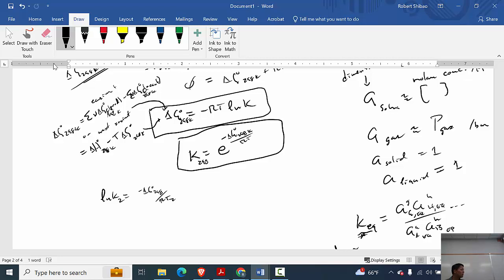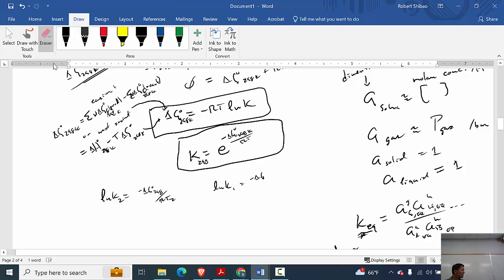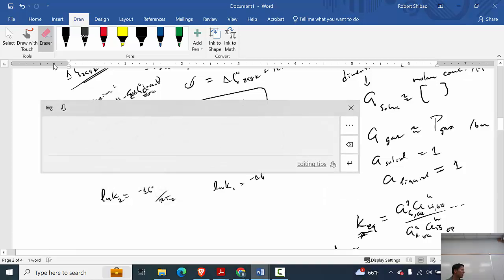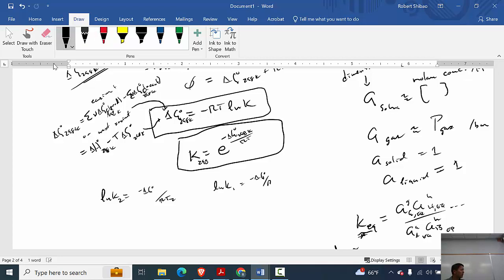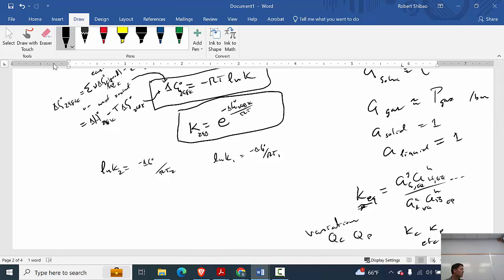And then I'm going to do this. I'm going to say ln of k1 is equal to minus delta G naught. And in fact, I'm going to be a little bit lazy here. What I'm going to do is get rid of this temperature here and just do this. And I'm going to derive an equation like Clausius-Clapeyron. I didn't derive Clausius-Clapeyron in Chem 1A, but the derivation is exactly the same as this.